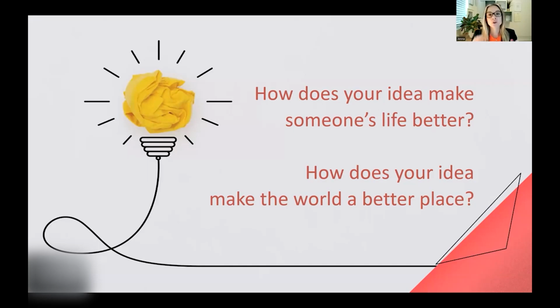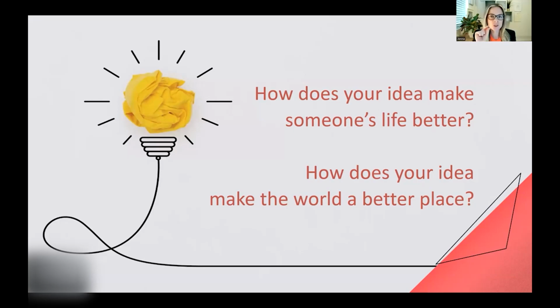The next question I want you to think about is, how does your idea make the world a better place? Now, you can think of these two questions interchangeably. So how does it make someone's life better? How does it make the world a better place? And what we're really doing here is encouraging you to think about the impact of your idea, because often it might go further than what you initially think.